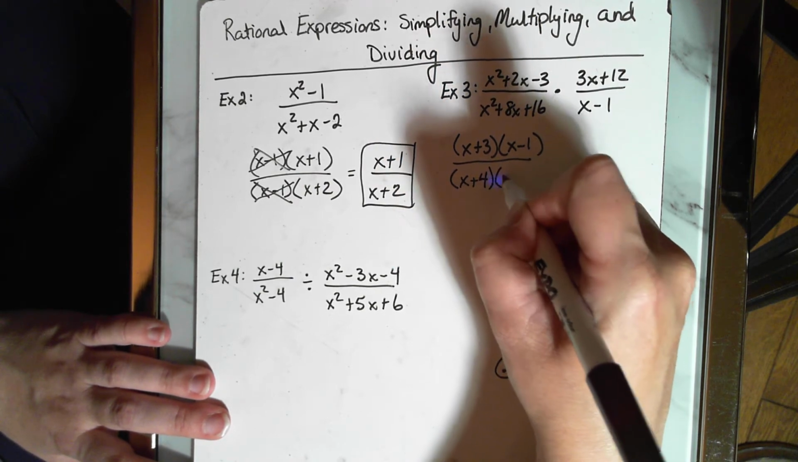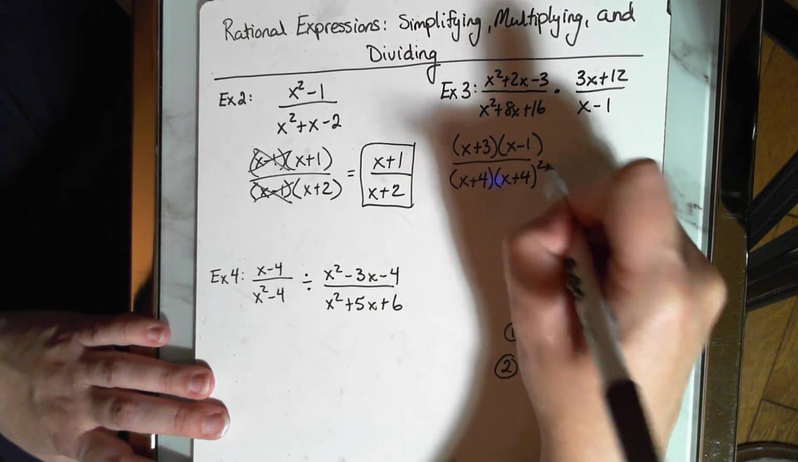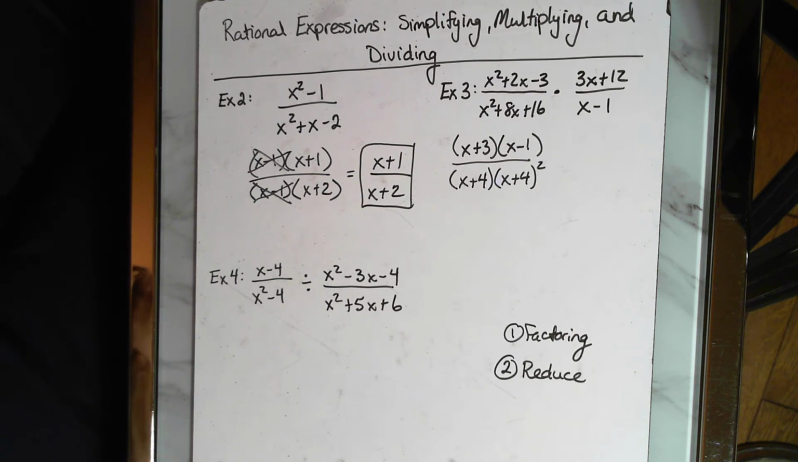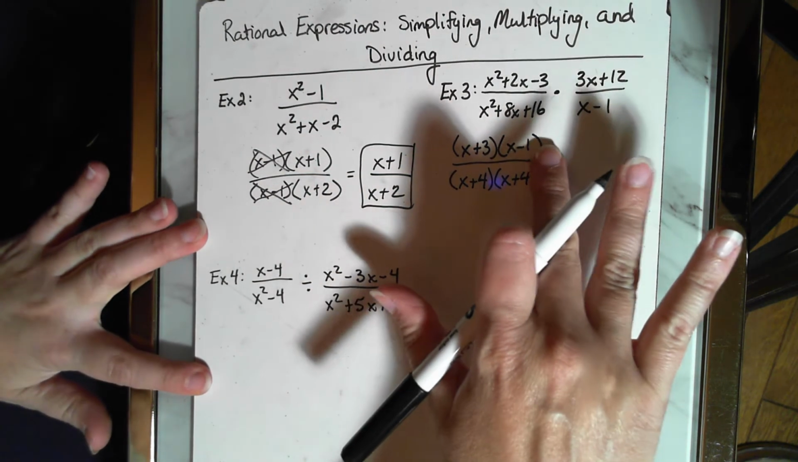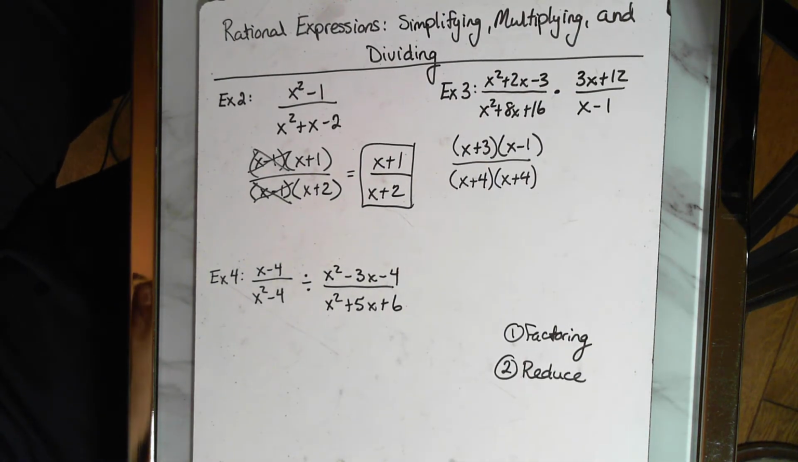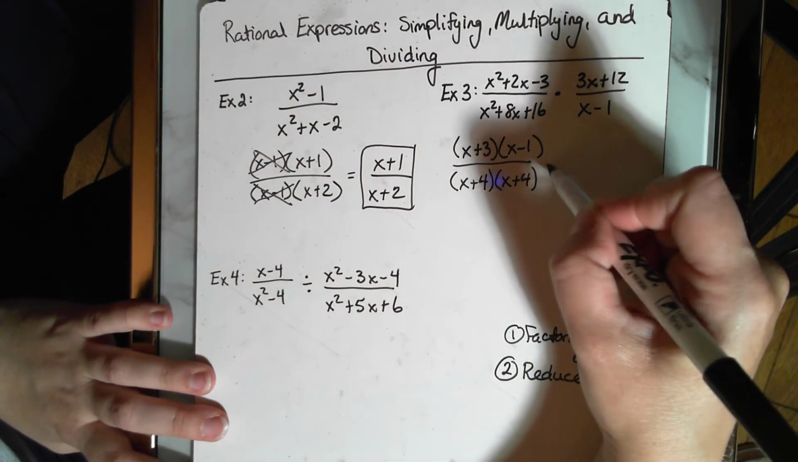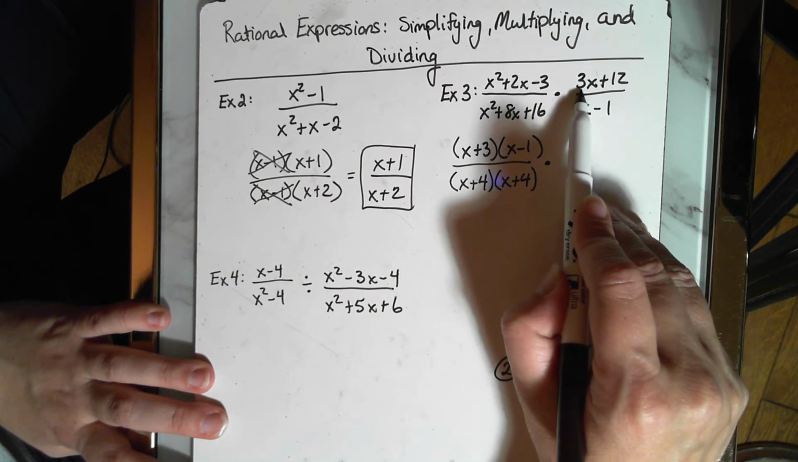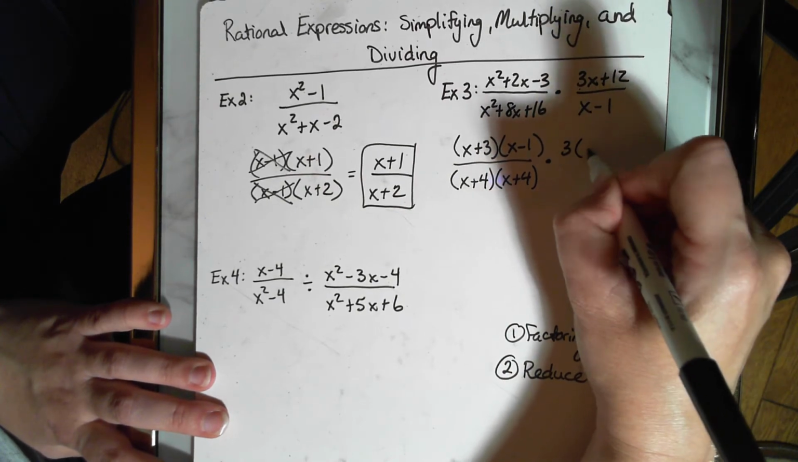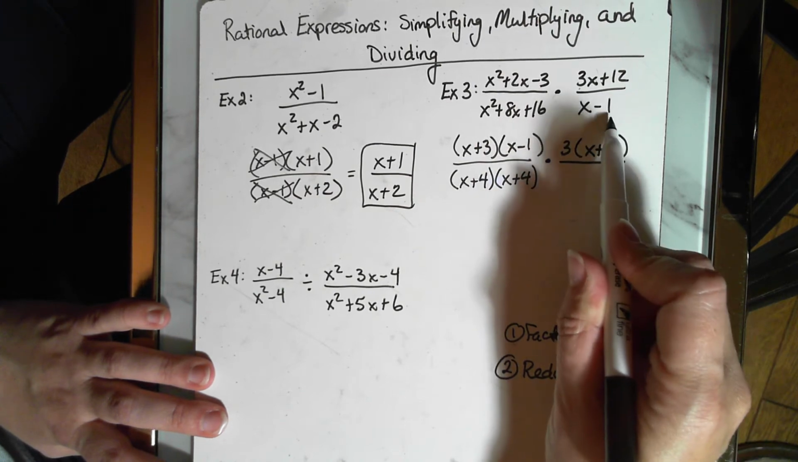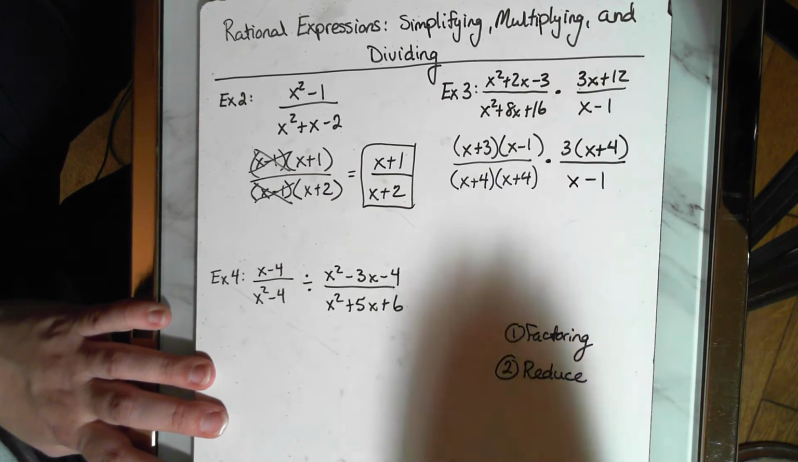Now I could write it as x plus 4 squared, but I find that when I do that, sometimes I accidentally cross out the whole thing when I'm reducing, when I really only mean to cross out one of those terms. So I usually don't put the squared on there because it kind of messes me up sometimes. So I'll put the multiplication. Now I have 3x plus 12 here, so I'll factor out a 3, and that's just factoring by a GCF. And then in the denominator, this can't be factored at all, so I have x minus 1 there.